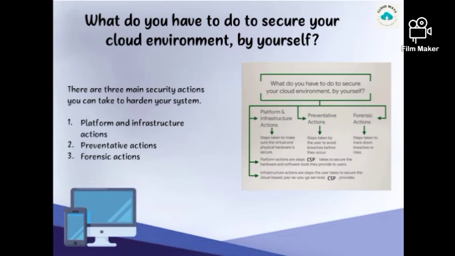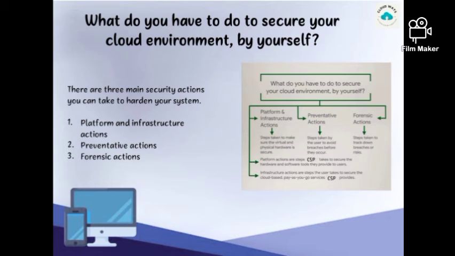What do you have to do to secure your cloud environment by yourself? Within these levels of responsibilities, there are three main security actions you can take to harden your system. First is platform and infrastructure actions. Second is preventative actions. Third is forensic actions. Platform and infrastructure actions are steps you take to make sure the underlying hardware, or virtual hardware, are secure. There are two components of this: platform security, which the CSP completely manages, and infrastructure security, which is managed by the user but the CSP provides tools to help.